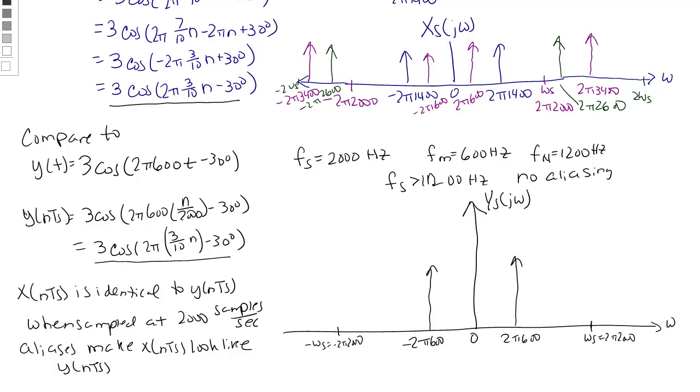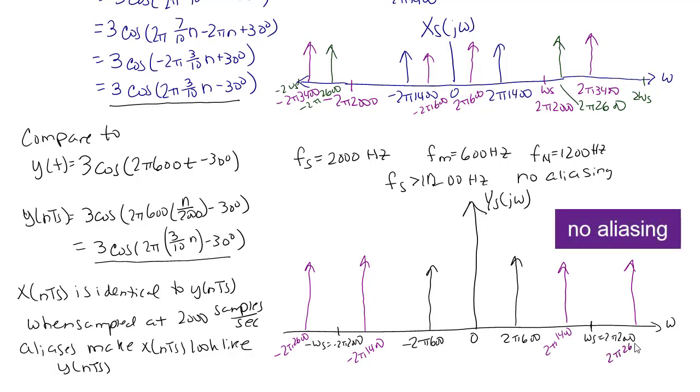That sample is going to have copies that are 600 away from 2 pi 2000. So there's going to be one at negative 2 pi 1400 and one at negative 2 pi 2600. And then over here, I'm going to have one at 2 pi 1400 and 2 pi 2600. And note that there is no aliasing.